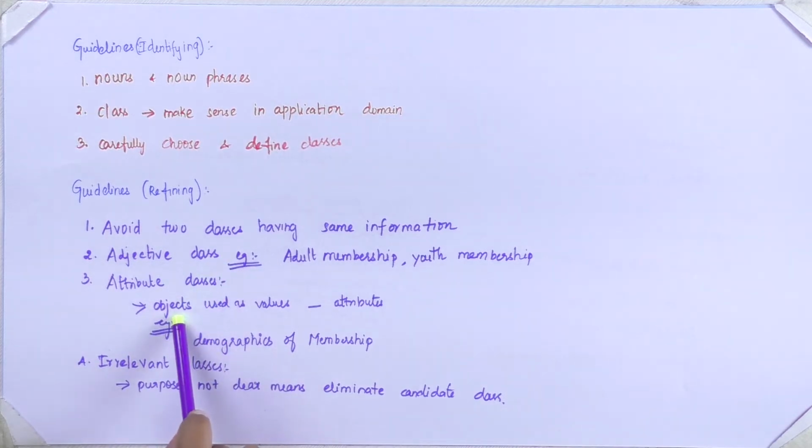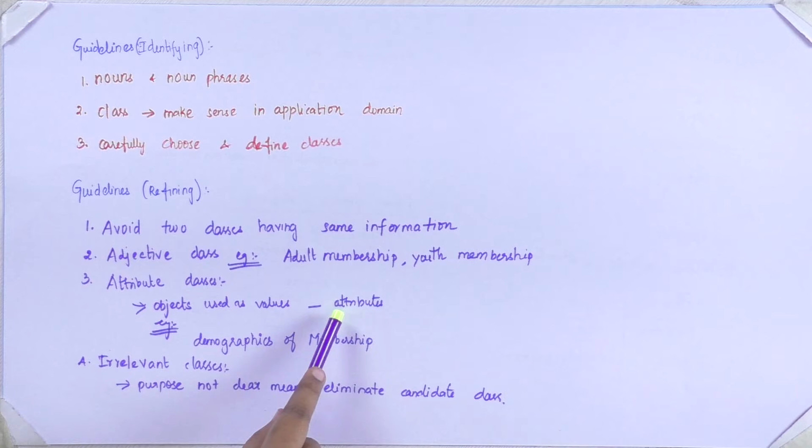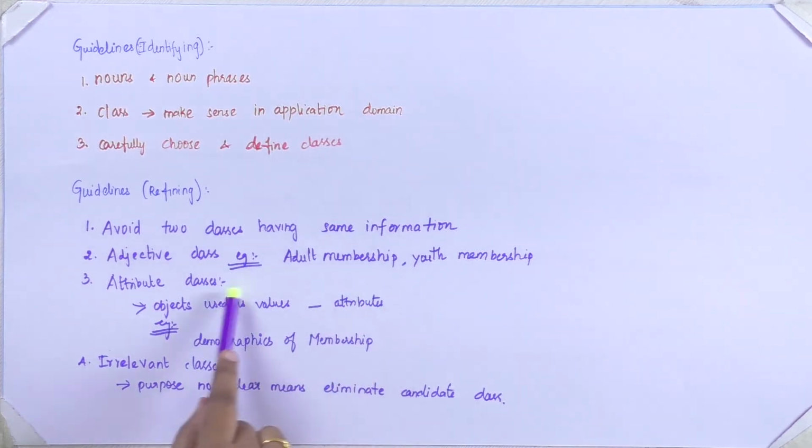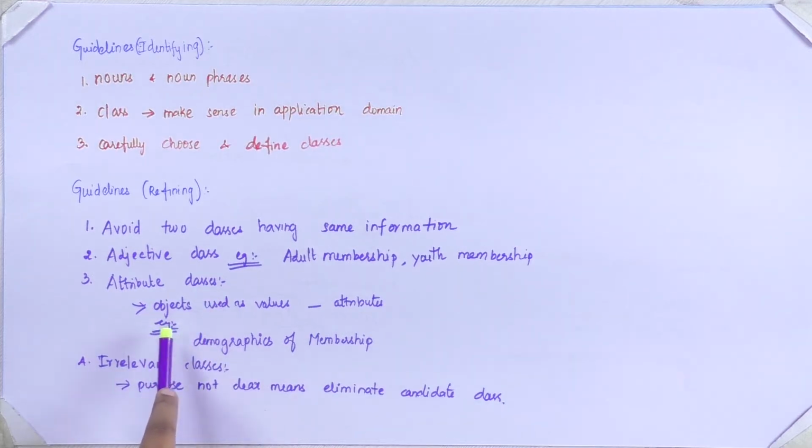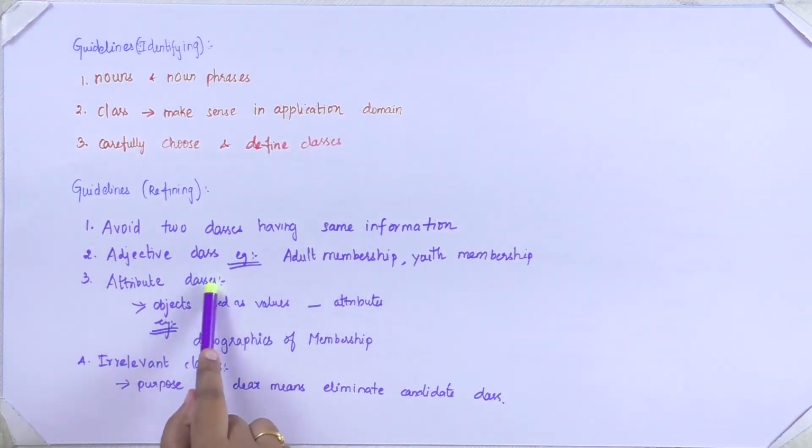The third step is you have to find the attribute classes. If the object is used to get some value or to store some value, then you can make that object an attribute, not a class. For example, demographics of this membership can come as an attribute, not as an object. So this membership class will have demographics as attributes in it. So you have to find the attributes of the classes.